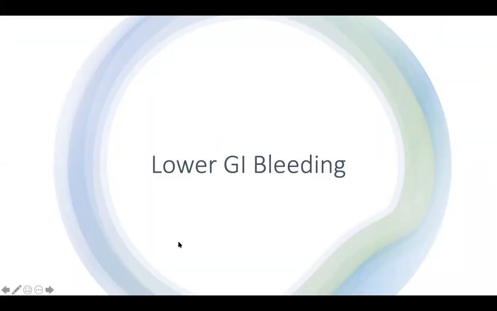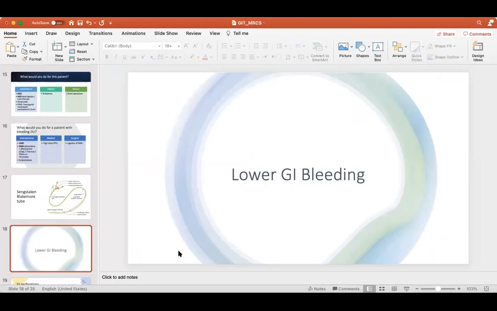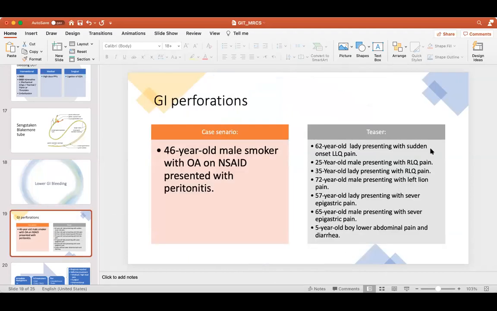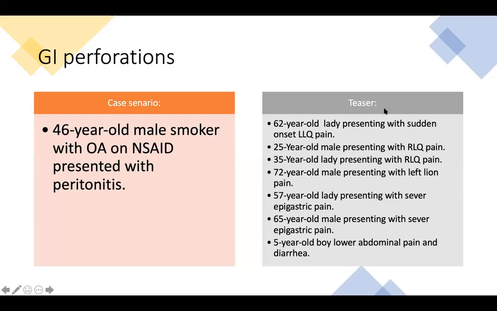Okay, guys, so I showed you the notes and the other questions and what might be asked about this case. I will go to another topic now, which is abdominal pain or perforations.